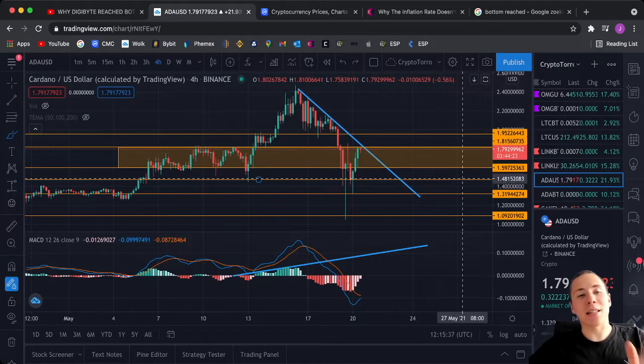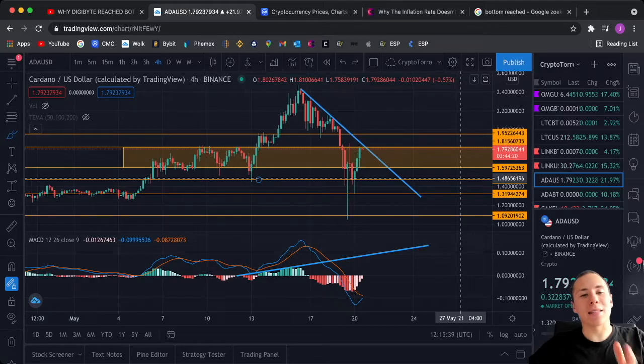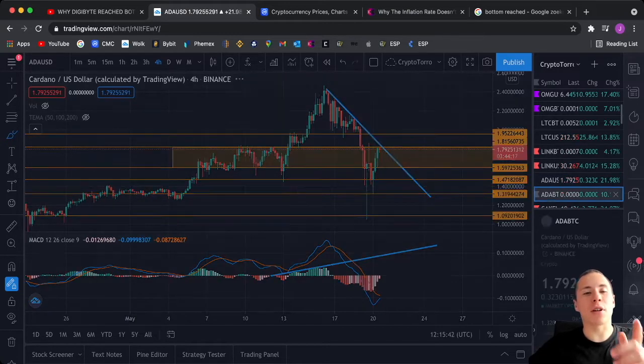Why I think so, that's what I wanted to show you as well, is the Cardano compared to Bitcoin chart on the 4-hourly time frame.